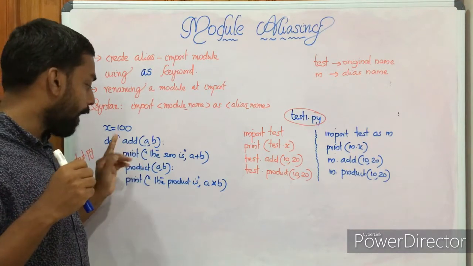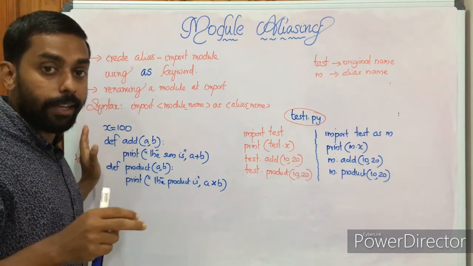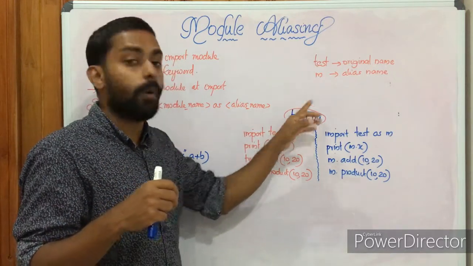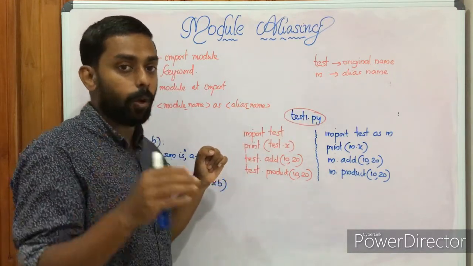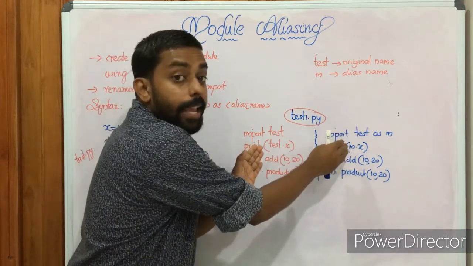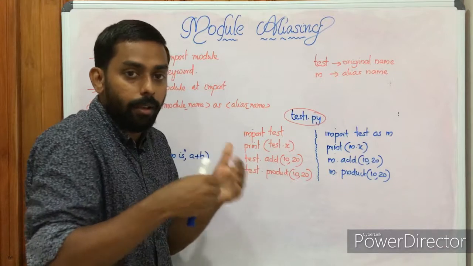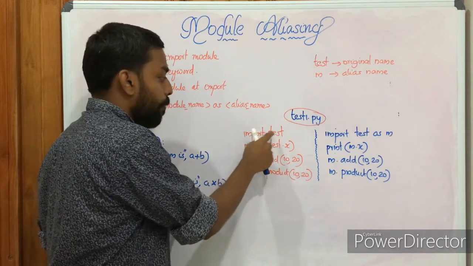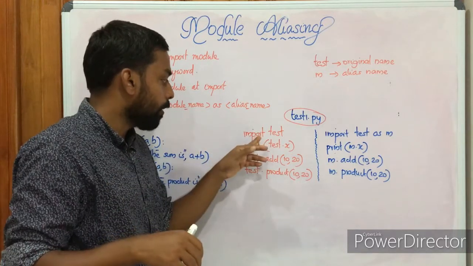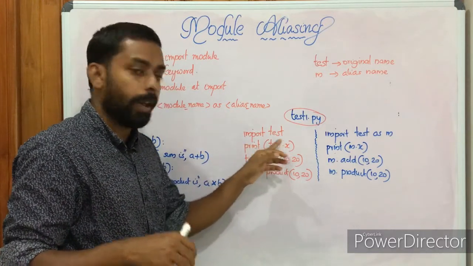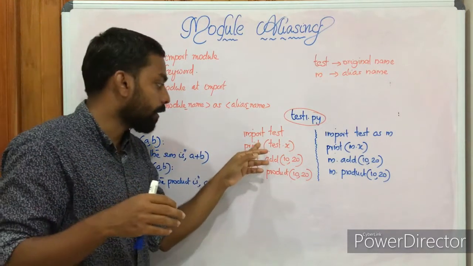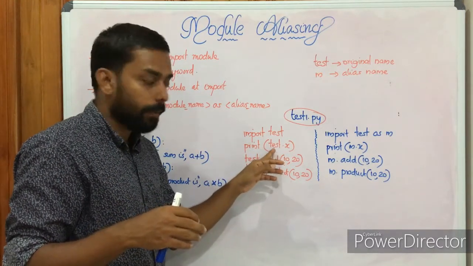Sum and product are the functions in test.py, and we are creating our second program, test1.py. Here we have the normal program, and the program which uses aliasing. Let's look at the normal program first. Import test, as we did in our previous programs, then print test.x. We can access x because x is defined globally.